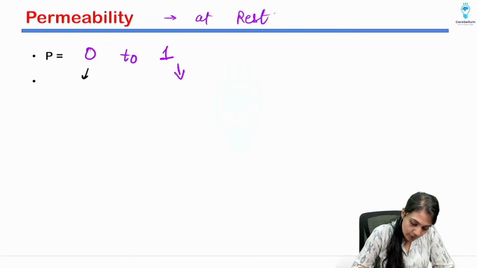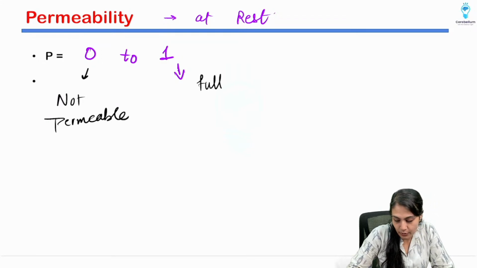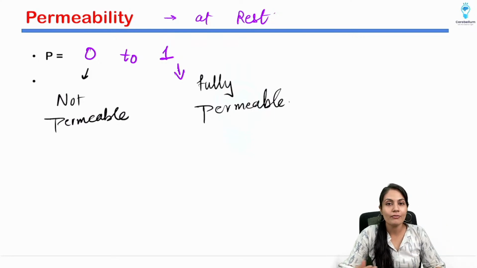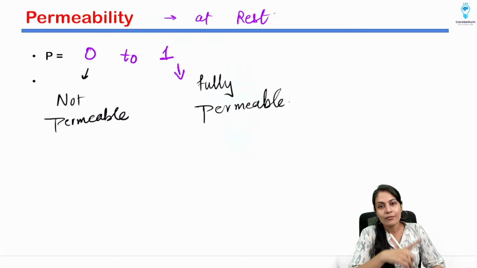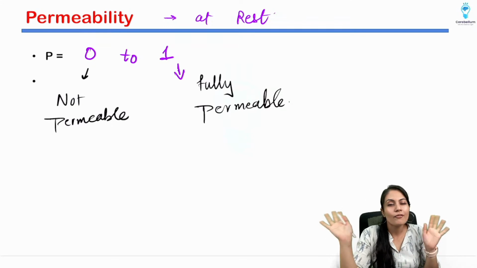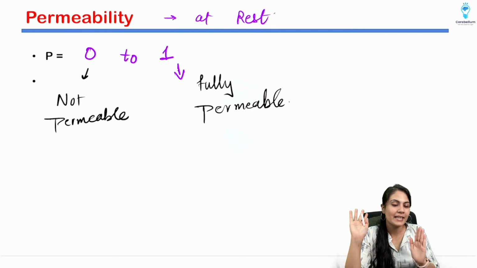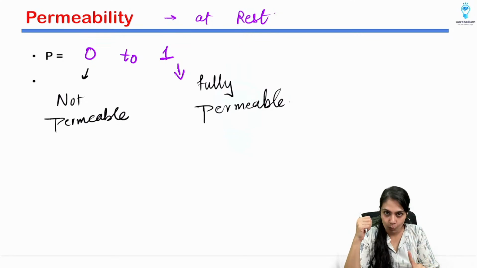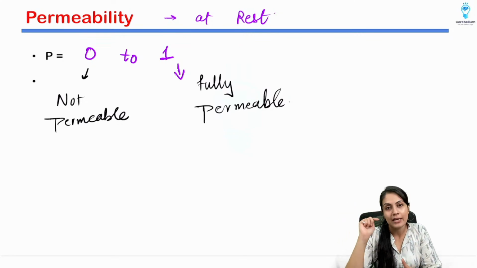So what do you mean by 0? 0 means not permeable. And what do you mean by 1? 1 means fully or completely permeable. As this study goes inside your brain, whenever we are teaching you, the value is 1. But after 1 week, if you do not revise or do not get time to revise it, then it will become somewhere around 0.7, 0.5, right? That means the permeability will be decreasing, isn't it? The same happens in the ion also: if it is fully permeable, the value is going to be 1. If it is not at all permeable, then the value is going to be 0.